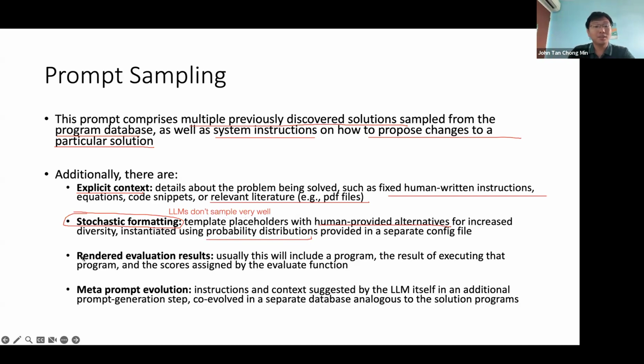Next, we might even give it rendered evaluation results, all right? So you can even give it images, if it helps to let it understand what it is outputting, especially with multimodal models, it can understand the images, right?